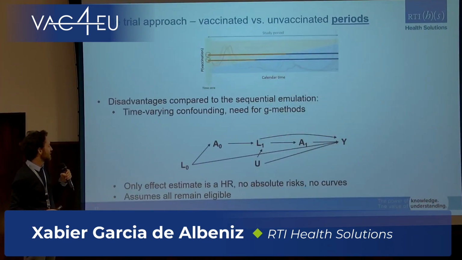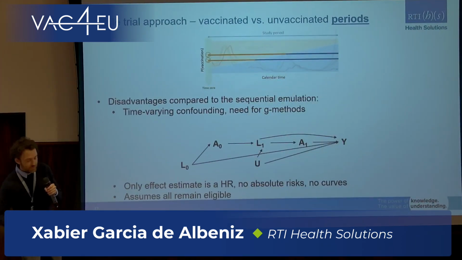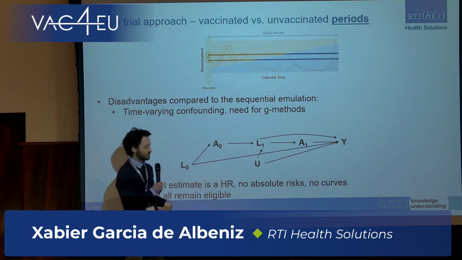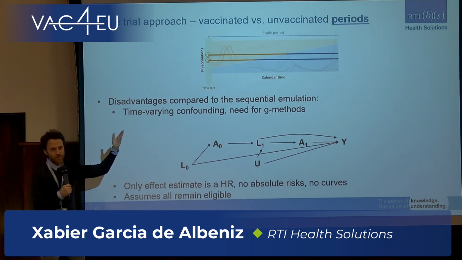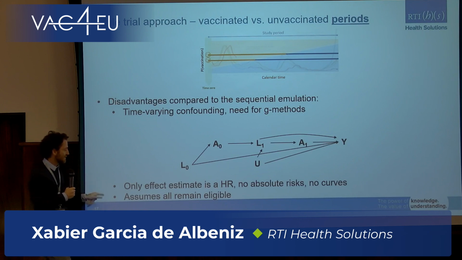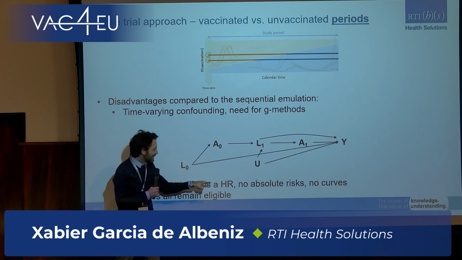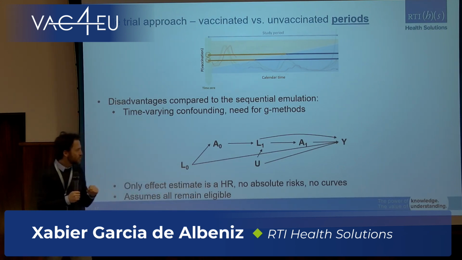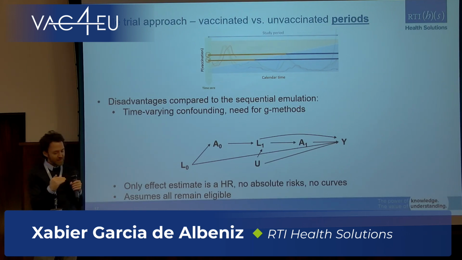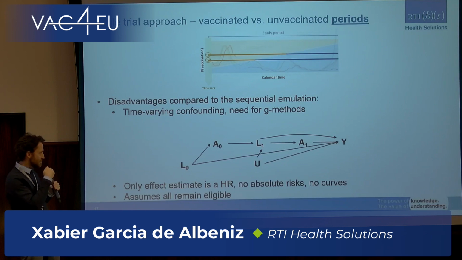This is why I just explained. Your causal structure is different, so you need to use more complex methods. I'm all in to use complex methods. That's fun, but just know that it can be complicated. Another problem is that you will only get a hazard ratio. You will not get curves, Kaplan-Meier curves. You won't have absolute risk or absolute differences on the risk.